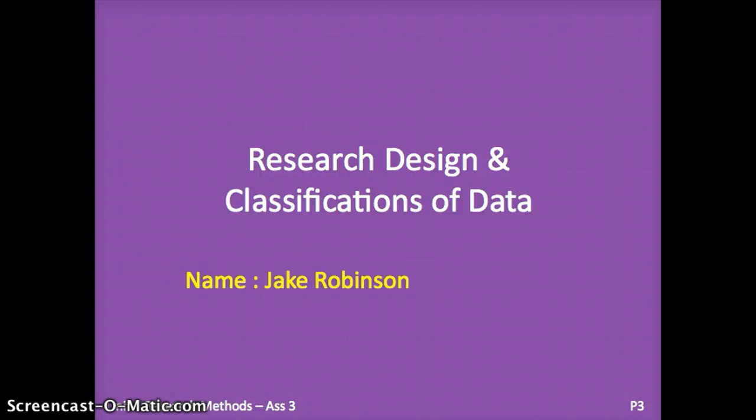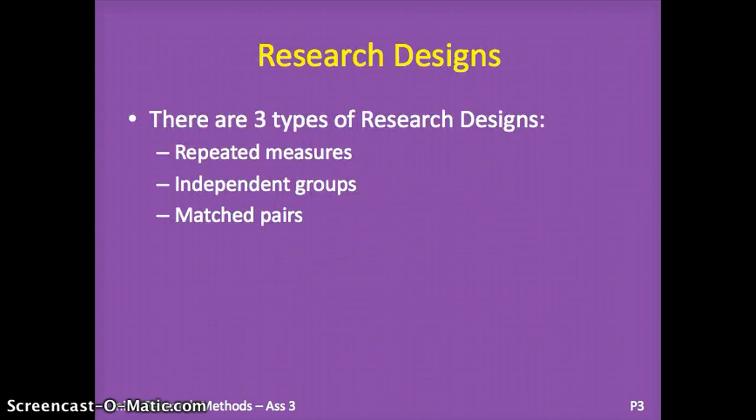Research, Design and Classification of Data by Jake Robinson. Research designs. There are three types of research designs: repeated measures, independent groups, and matched pairs.